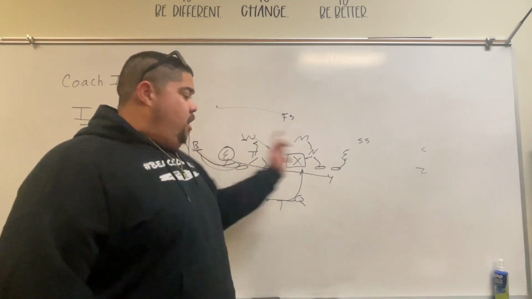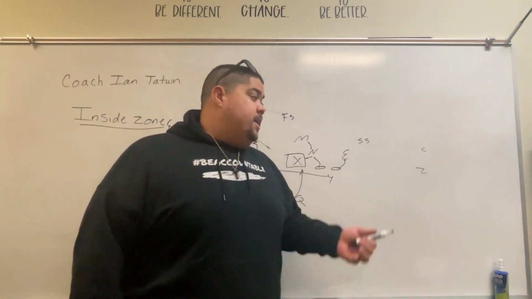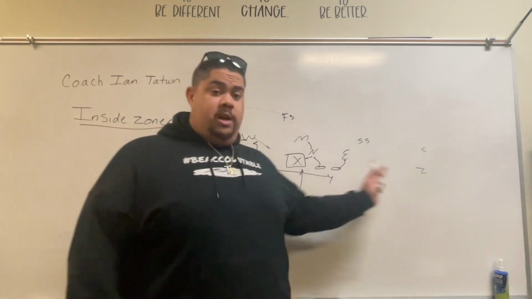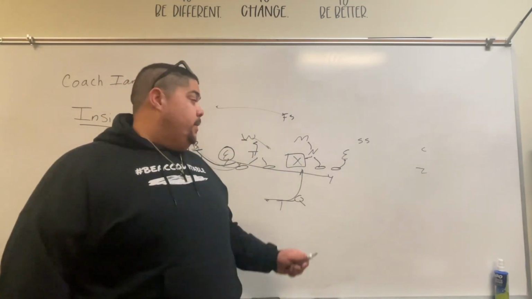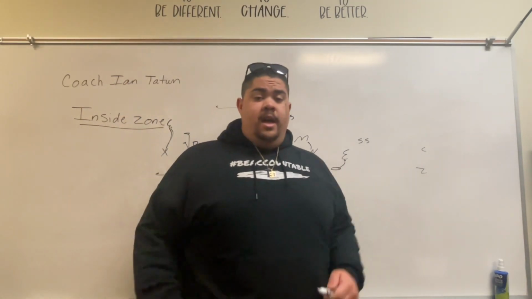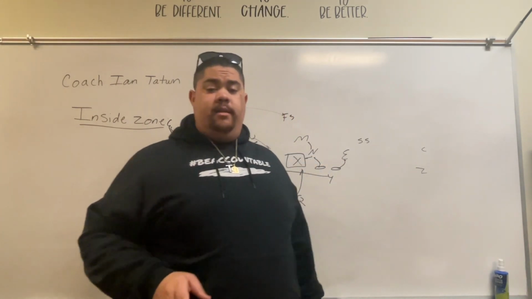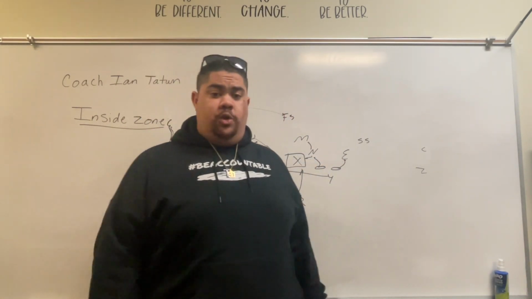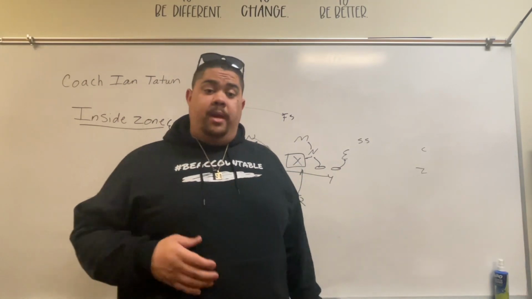There's 1,000 other ways you can do this stuff. You can get 2 back. You can go 3-by-1, 10 personnel. You can put a tight end on the line. I'm gonna show you one more way that we will call inside zone against an odd front this time, and I'm gonna call it a day.